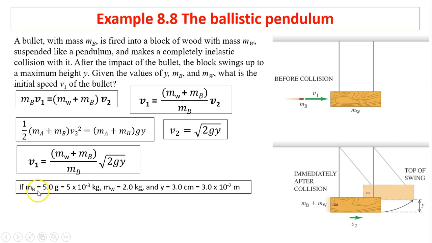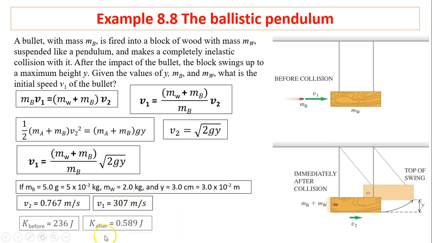So let's do an example. Suppose the bullet is 5 grams, the wood is 2 kilograms, and y is 3 centimeters. What would v1 equal? From here, we can solve for v2, plug everything in, and v1 would be 307 meters per second. Now we can figure out the total kinetic energy before. That's 236 joules. Total kinetic energy after is only 0.589 joules.